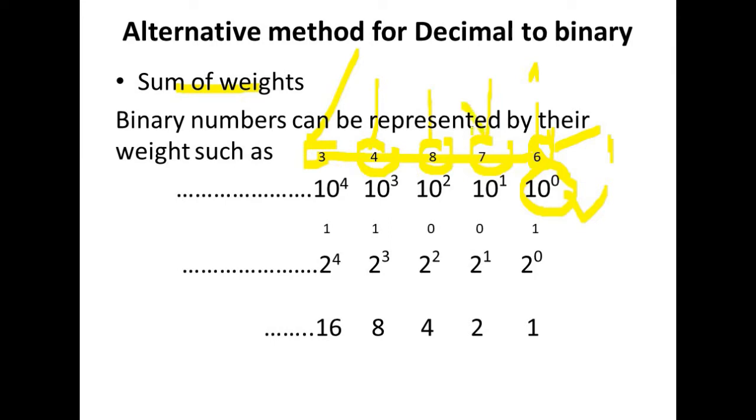And the second digit 7 is given the weight of 10 to the power 1, that is weight 10. And 8, which is the third digit from the right, is given the weight 10 to the power 2, that is 100. And likewise 4 is given 1000, then 10,000, and so on.